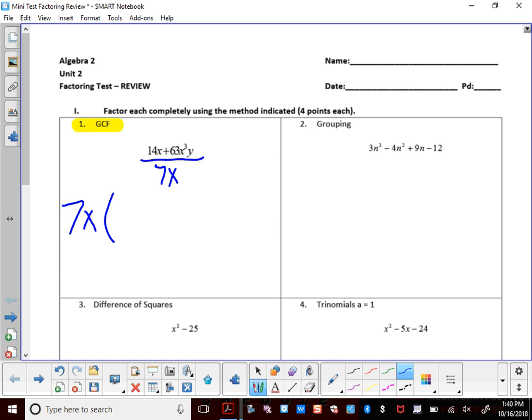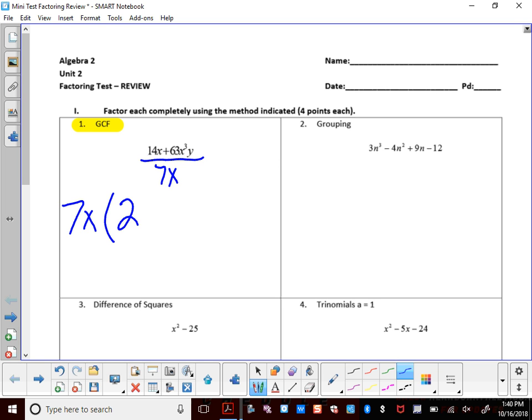Now I can divide. What's 14x divided by 7? 2. Be careful. That's a common mistake. 14 divided by 7, you guys put 7. 6 divided by 3, you guys put 3. Alright? Just be careful. We're dividing, not subtracting or adding, whatever you're doing.